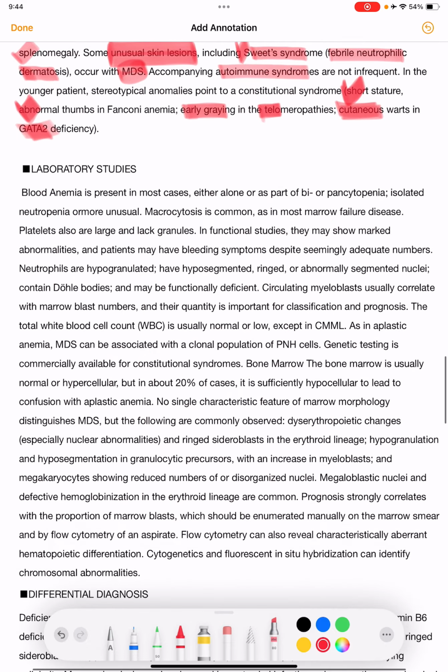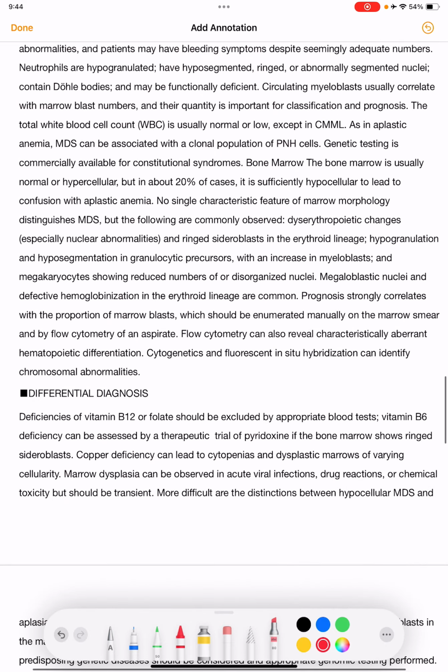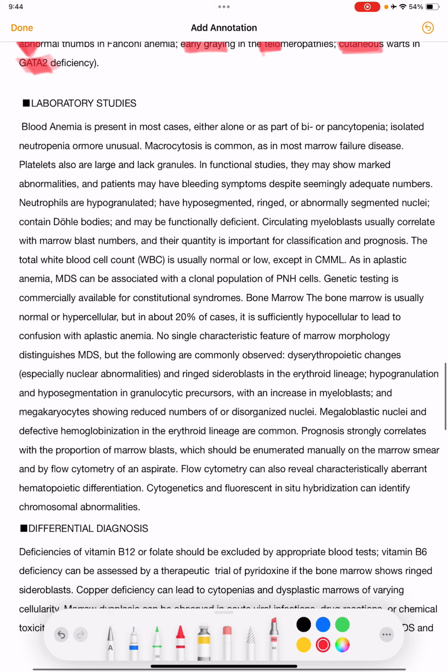Then coming to the laboratory studies, that will be discussed in the next session.